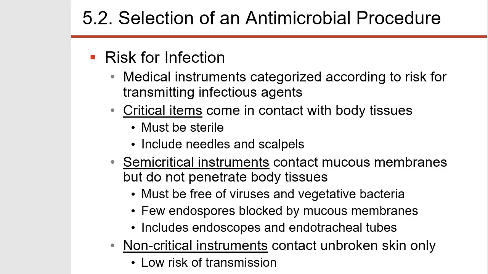We also have semi-critical instruments, which contact mucous membranes but don't penetrate body tissues. So that would be like your endoscopes and your endotracheal tube. So of course they're in contact with mucus, but they're not going inside of your lung to pierce it to another level. So it usually bypasses or rubs up against it. Then we have our non-critical instruments, which only contact unbroken skin. So countertops, stethoscopes, blood pressure cuffs, all things that we usually wipe down pretty much with alcohol.